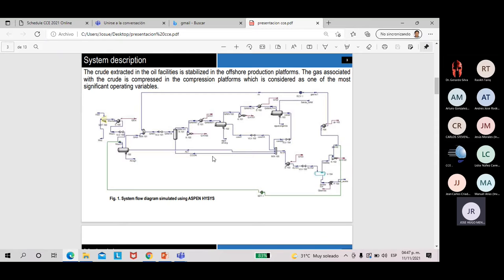Next, we can see in general the flow sheet of the process. In addition to what has already been described, the condensate from the compression stage is integrated into the oil stabilization subsystem, and the low pressure gas recirculates for its recovery.